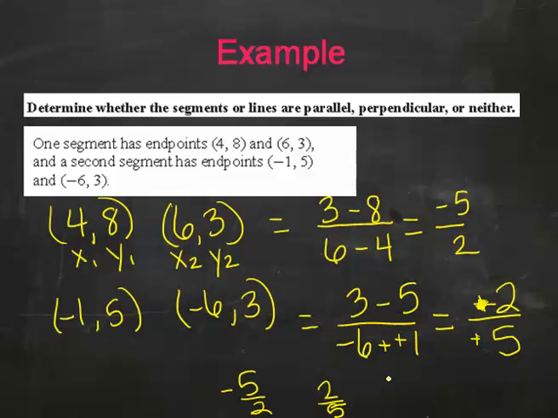Now, they are not parallel because they're not equal, but did I change the sign and flip the fraction to get the new slope? Yes. So that means that these lines are perpendicular.